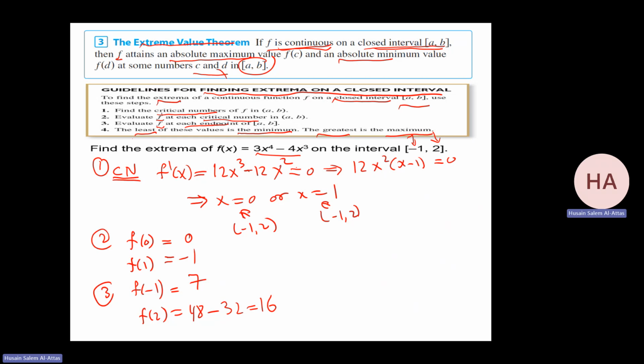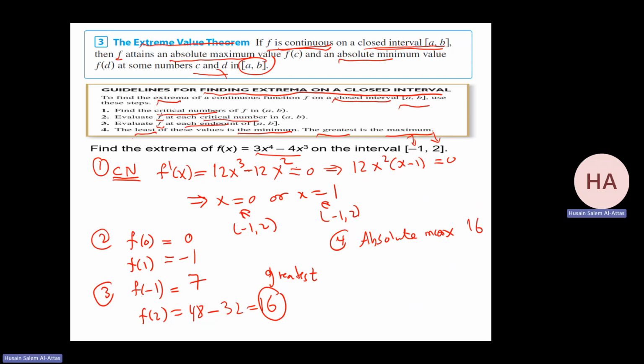So the fourth step, the absolute maximum. What is the greatest from these four? That will be the highest, the greatest. So absolute maximum is 16.